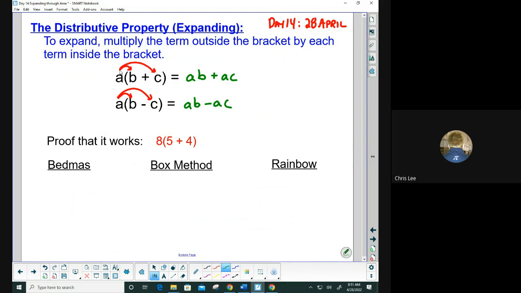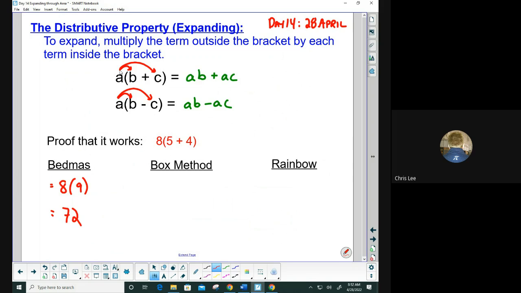Now here's proof that the distributive property works. We have a question here, 8 times 5 plus 4. This could have been a question that we did on the first day because we practiced BEDMAS. So BEDMAS tells me to do what first? Brackets. And it means the operations inside the brackets. So 5 plus 4 is 9. BEDMAS would tell me to do that first. 8 times 9. Then we can do the multiplication. And what's 8 times 9? 72.